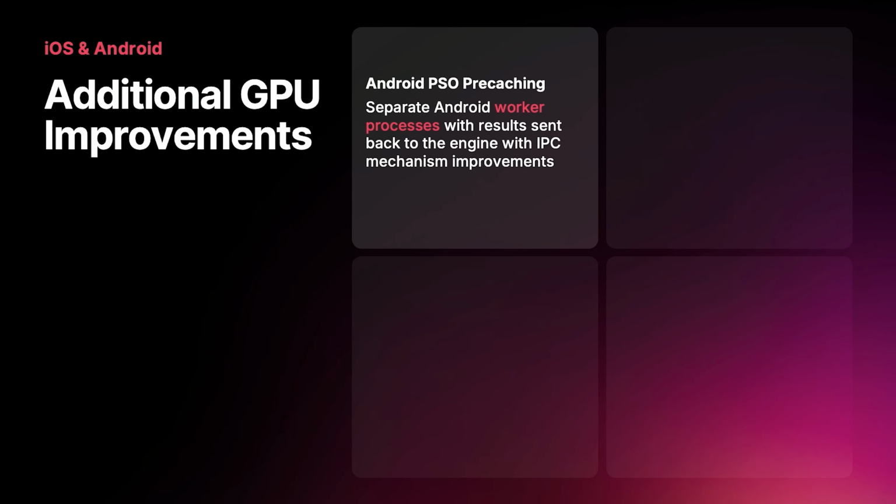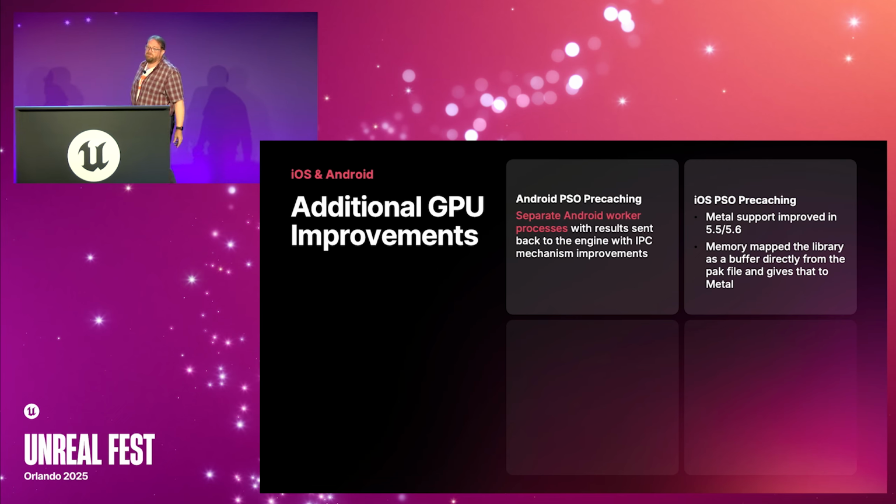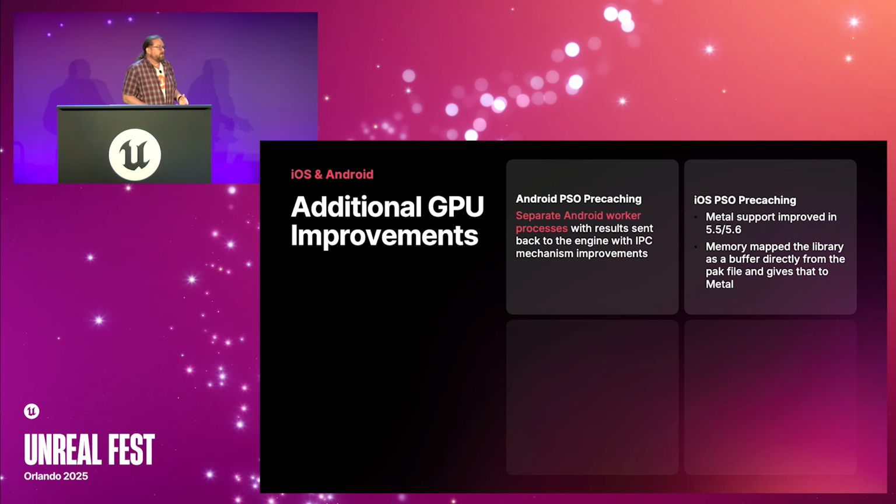Additional GPU, Android pipeline state object pre-caching. They use a separate worker process now to do the compilation offline, well, on device, but not blocking the main thread. So that helps get things going faster. It uses IPC to transfer the information across. iOS PSO, same thing. Lots of tweaks and improvements for 5.6. But the big one is that we now memory map the metal libs. So it frees up more memory. We're always after more memory. We never have enough memory. So anything we can do to increase the amount of free memory available for the program is great.